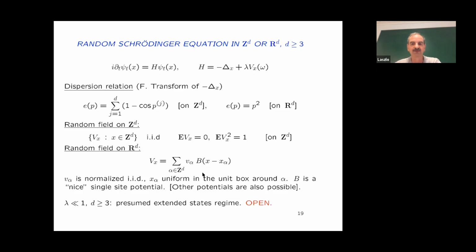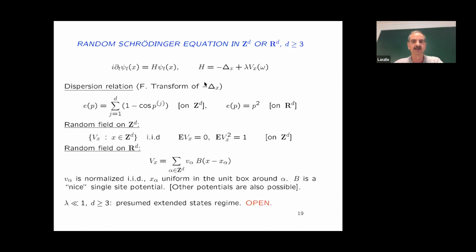Let me not go through it in details. This basically involves a Poisson process, a random point process, X alpha, scattered around in the space, and a bump function, which is some kind of profile around each particle of this Poisson process. Additionally, to make it more random, you can also put a coupling constant in front of every bump, which is an independent randomness V alpha. But actually, in my discussion, mostly I will talk about the Z^d case because it's easier. That's the easier situation to generate the randomness.